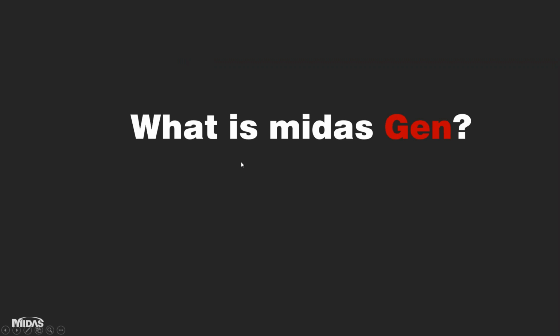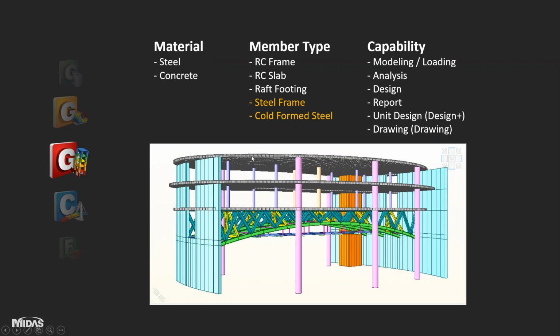So first question is, what is MIDAS Gen? MIDAS Gen is an integrated solution for structural engineering analysis and design. And it is one of our MIDAS family programs, such as geotechnical, bridge, or other things. We can design for steel and concrete together in MIDAS Gen itself, and various member types such as RC frame, RC slab, raft footing, steel frame, and cold form steel. But today we are going to focus on the steel part.